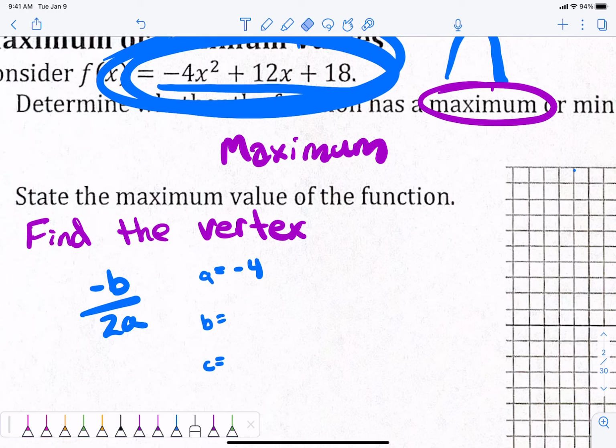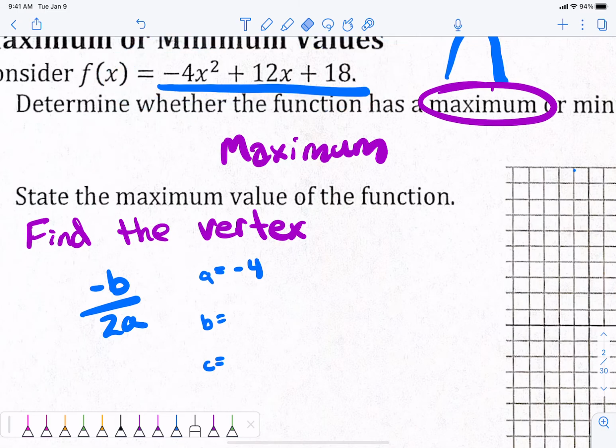What is B gonna be? A, B, C. 12. Is there a negative in front of that 12? Okay, what's C? 18. 18 is C.